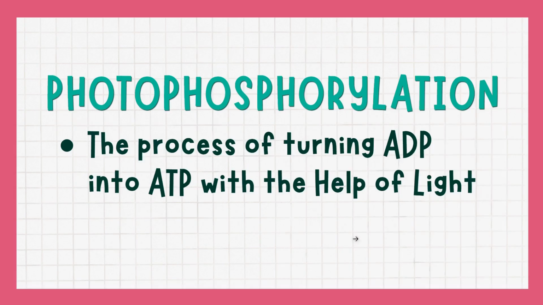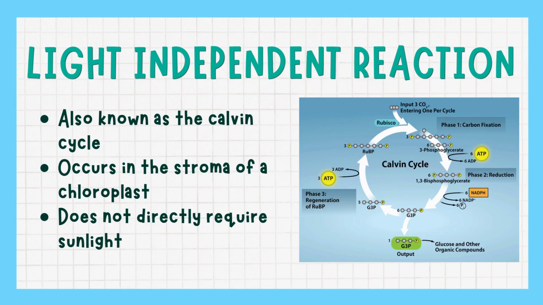So next up, we have what we call as the photophosphorylation. So photophosphorylation is the process of turning ADP into ATP with the help of light. So that's basically just a basic concept of creating energy, which will be used in the next processes that are going to be discussed.